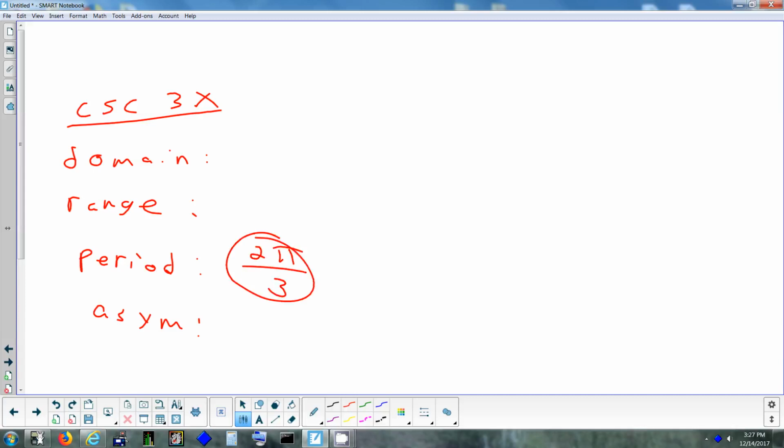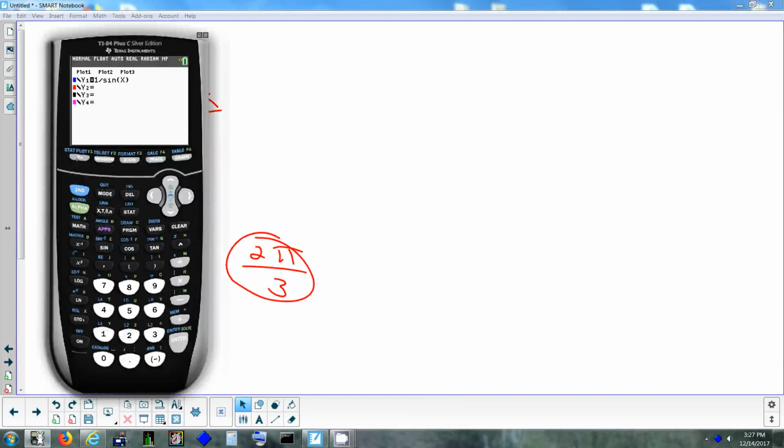Is the domain negative infinity to infinity? Only for sine and cosine, because sine and cosine don't have any vertical asymptotes. This one has asymptotes. Now, range, we could probably figure that out if we graph cosecant 3x. So that's how you graph cosecant 3x.